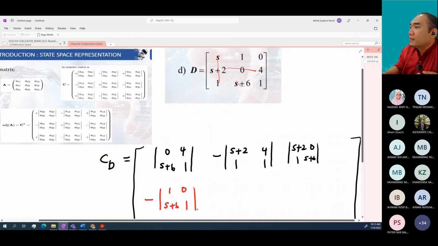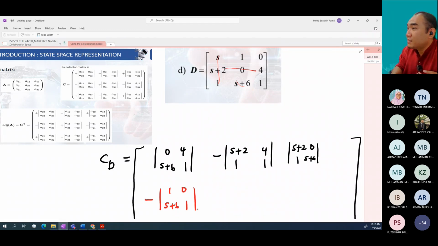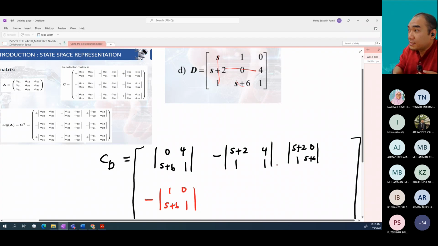Kan, fahamkan pattern tu. Kalau you faham pattern, and then it should be very straightforward to compute the cofactor matrix. To get the element here, tutup ini. And then you take the rest of the elemen ni. Kita ada 1, 0, S tambah 6, 1.